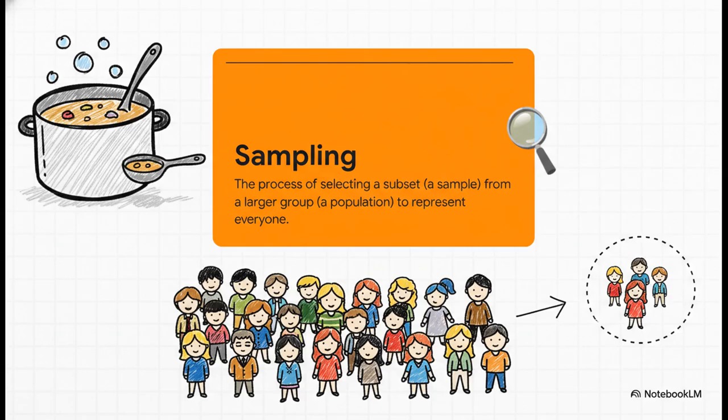The best way to think about it is like tasting soup. You don't have to drink the entire pot to know what it tastes like, you just need a representative spoonful. The whole goal of sampling is to pick a small group, a sample, that accurately reflects the entire group, the population that you care about.